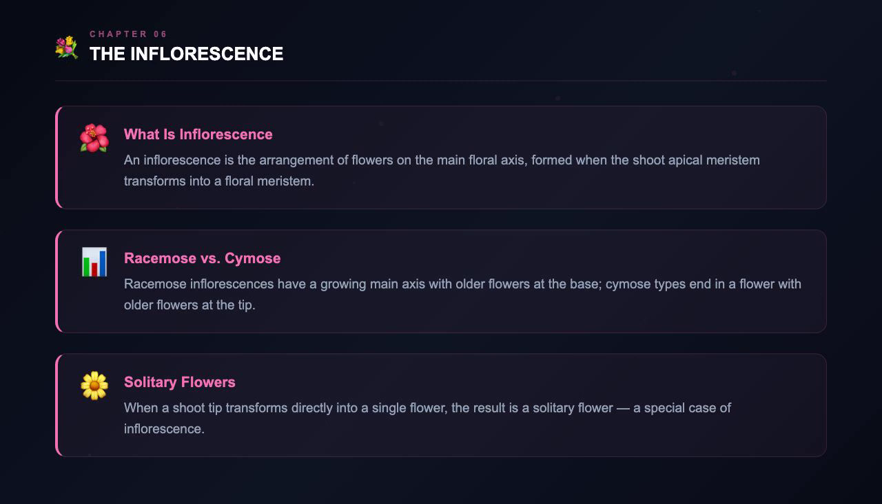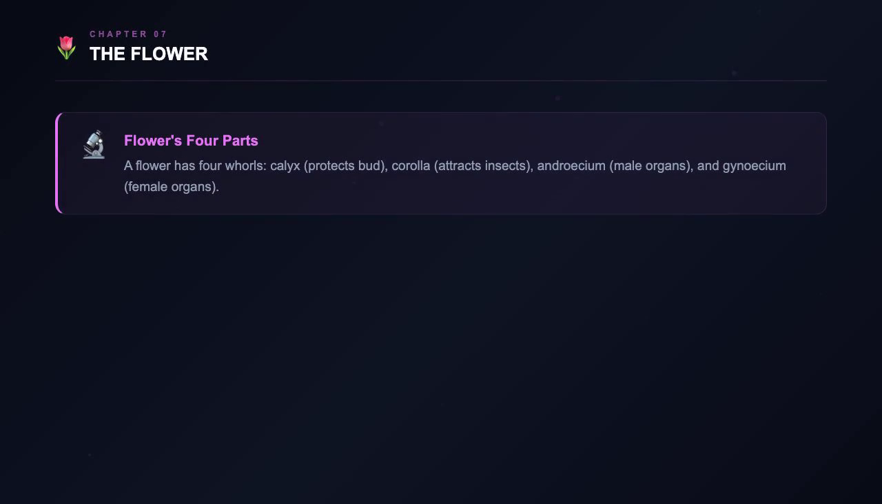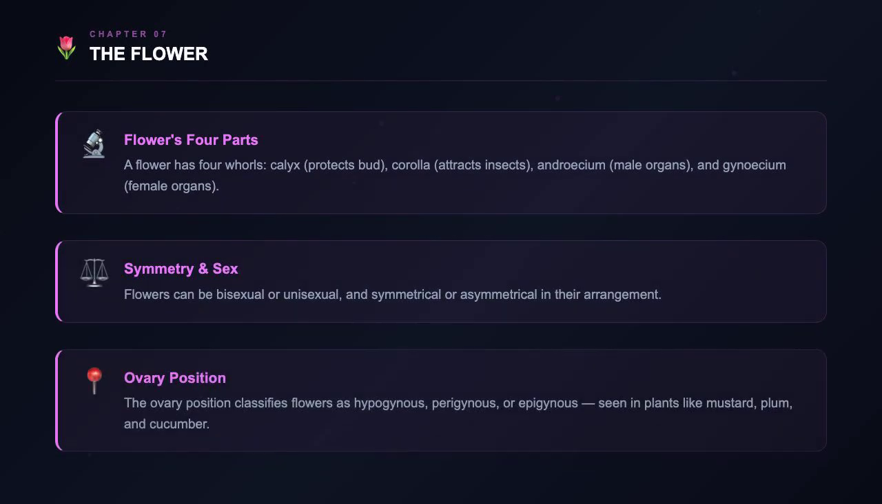Racemose types have a growing main axis with lateral flowers. The older flowers are at the base, and newer ones are at the tip. Cymose types have a main axis that terminates in a flower, with older flowers at the tip and younger ones at the base. A special case occurs when a shoot tip transforms directly into a single flower, resulting in a solitary flower. A flower is the reproductive unit in flowering plants.